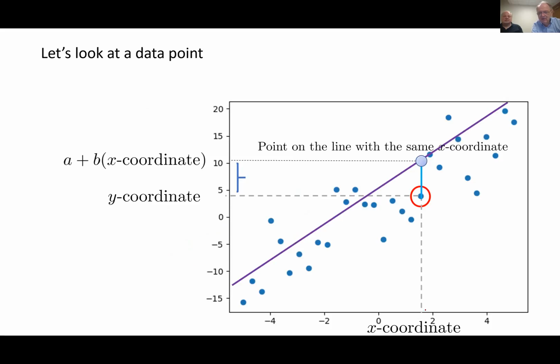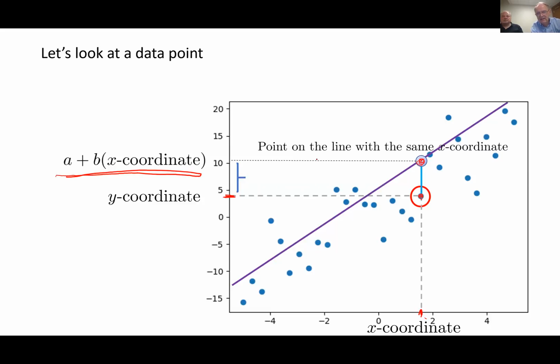Well, my data point has an x-coordinate that's down here and a y-coordinate, which is here. My line also has the form y equals a plus bx. So if I take the x-coordinate, then there is a corresponding point on the line here whose y-coordinate is given by this. And so I can simply measure the distance from the data point to the point on the line, and I measure it by looking at the difference between the two y-coordinates.